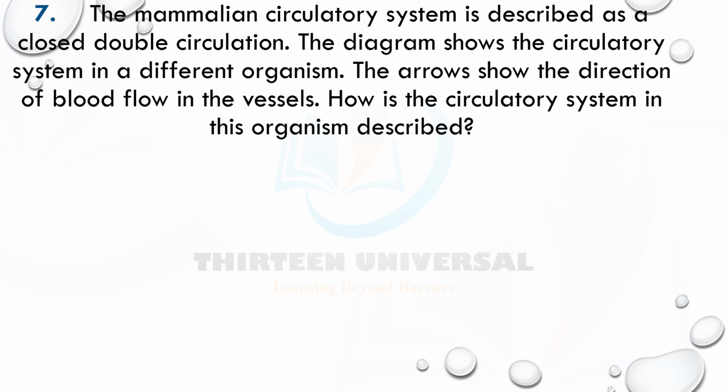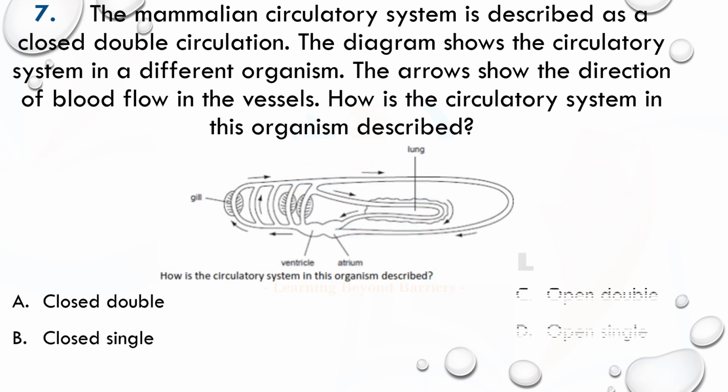All right. The mammalian circulatory system is described as a closed double circulation. The diagram shows the circulatory system in a different organism. The arrows show the direction of blood flow in the vessel. How is the circulatory system in this organism? Now, this is no longer in the syllabus, but let's see. This is the heart. There's atrium and ventricle. Look, these have blood vessels, and that allows the movement of blood. Blood is always contained inside these vessels. Because it's always contained, it is said to be closed. So the blood doesn't bathe the tissue.